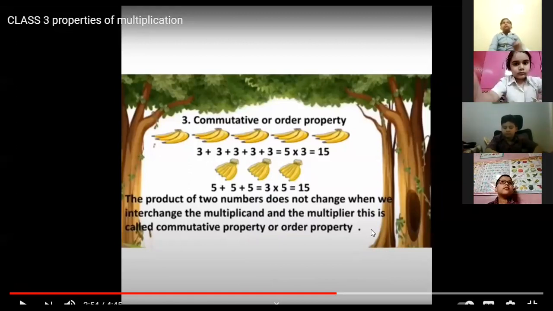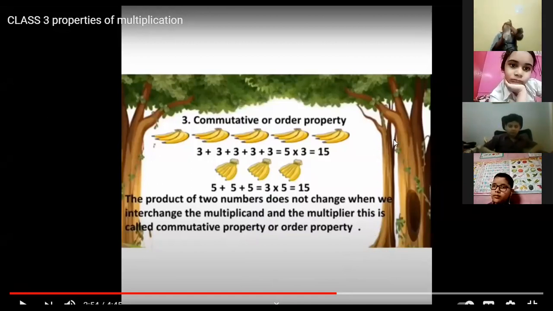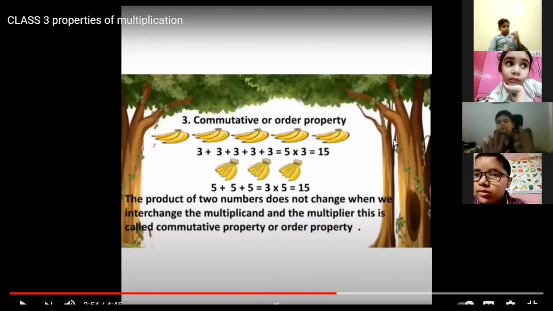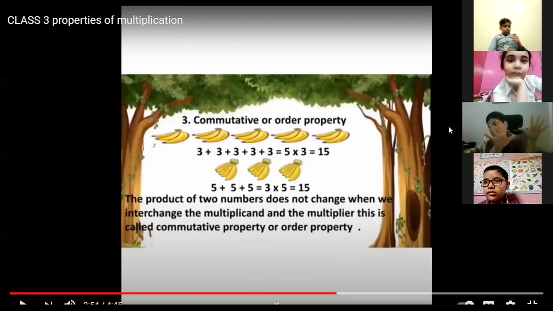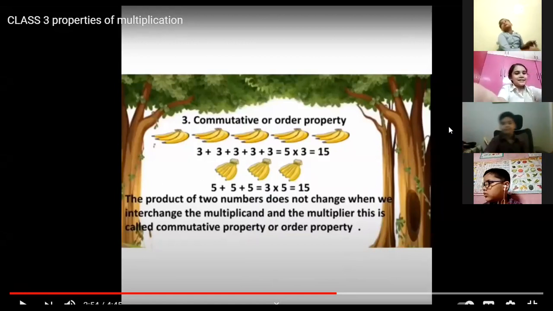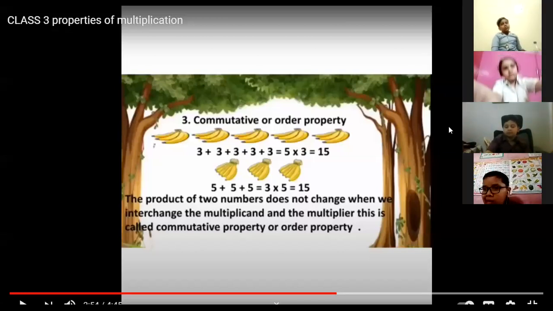Suppose you know the table of 2. Do you know the table of 2? Yes. Okay, beta. So can you tell me 2 fives are? 10. 2 fives are 10. Okay, so what have we done? We have multiplied 2 by 5. Our answer is 10.